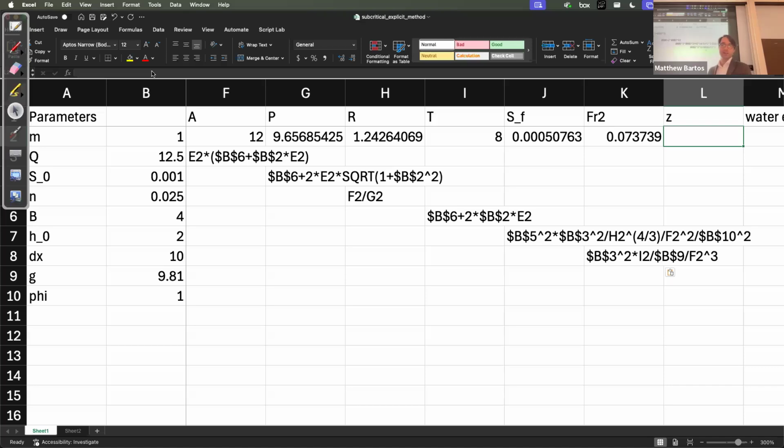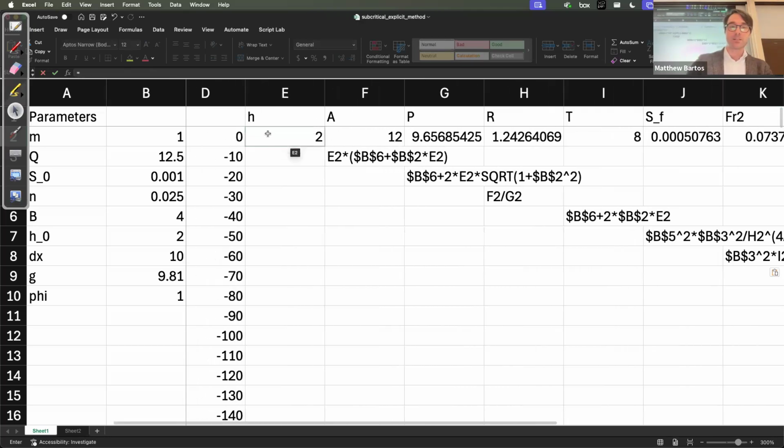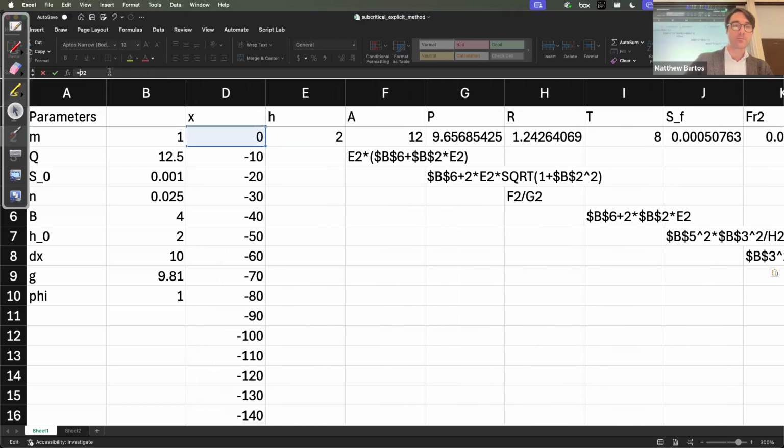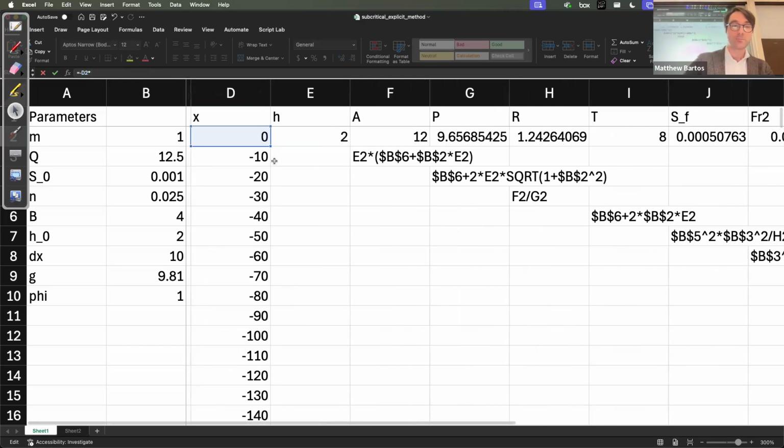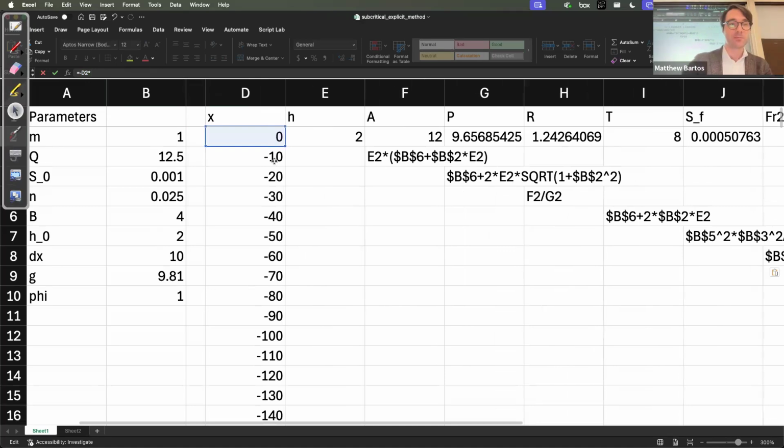Okay, finally, we have Z, the bottom elevation. So this is going to be negative D2, our spatial coordinate, times B4, which is the bottom slope. So this is absolute cell reference B4.